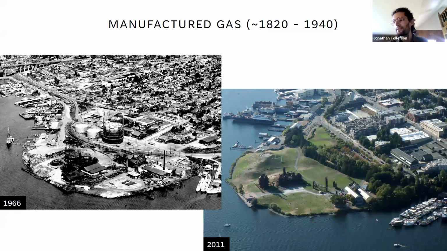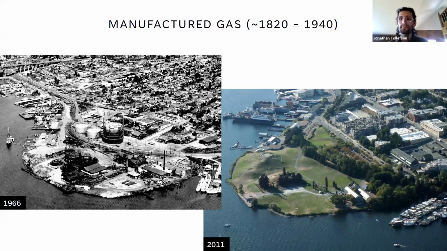Coal was brought in on trains and barges, and it was heated to about 400 degrees Celsius in these enormous retort ovens, passed through a number of chemical processes, and then stored on site in these enormous gas holders, which are up there in the center of that left-hand image. Gas was distributed along a pipeline network to residents and businesses and industrial manufacturers, and it was used to light homes and cook meals and power machines.